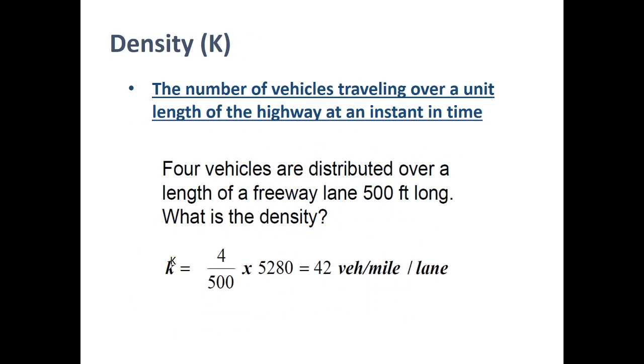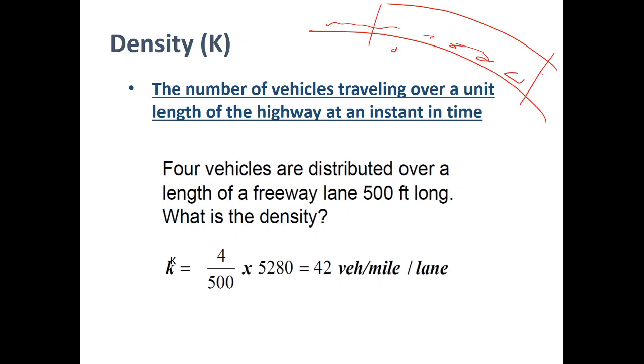Then comes density. And density here is, again, when we have a picture of the road. Let's look at this lane here. You count how many cars in this. Let's measure 1 kilometer or 1 mile. So it's the number of vehicles traveling over a unit length of the highway in an instant of time. So here we stop the time. Taking a picture is stopping the time. So 4 vehicles are distributed over a length of highway 500 feet long.